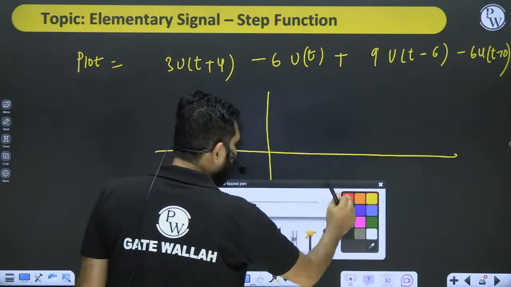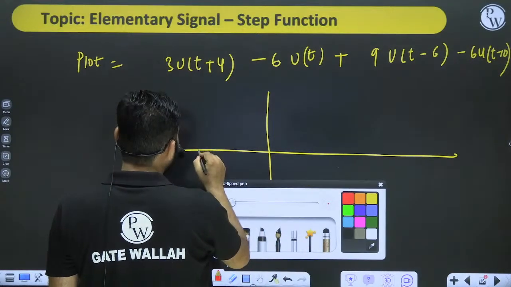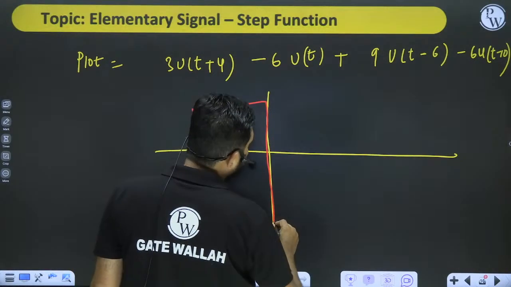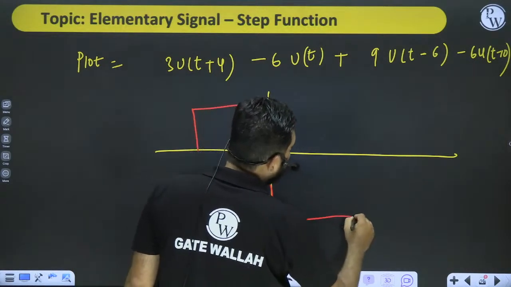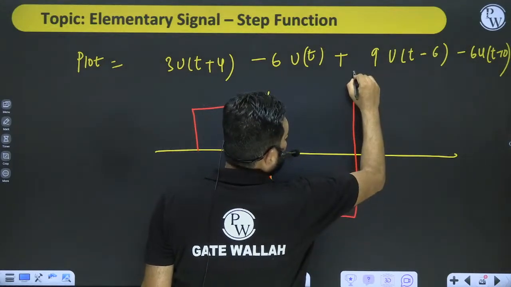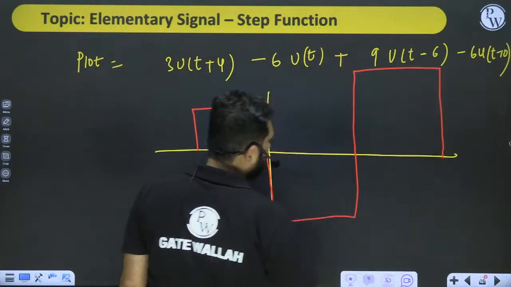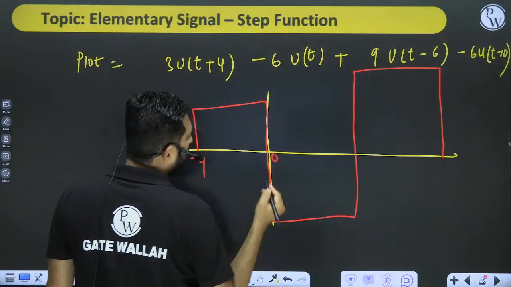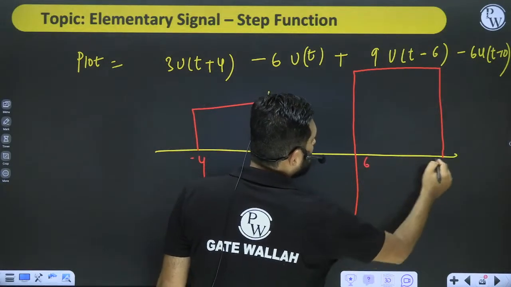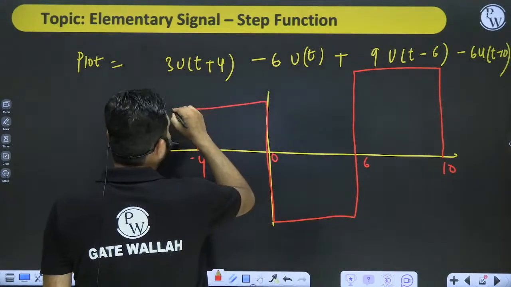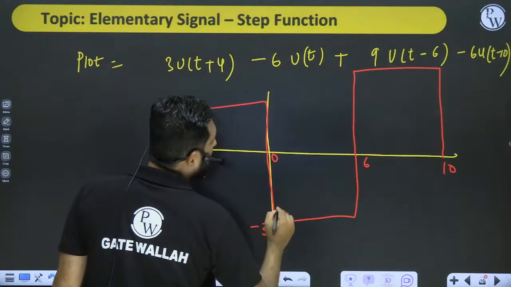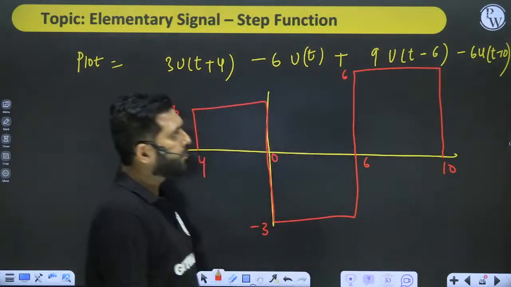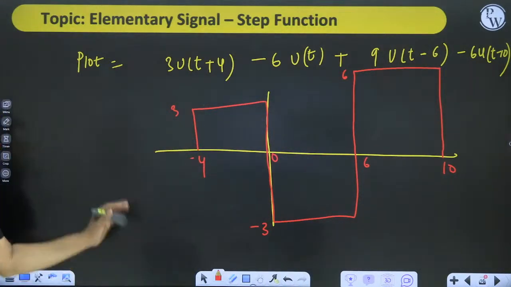See, this is 4, at 6, this one, and this function you will get. Check it. This is at minus 4. This is 0. This is 6. This is 10. This should be 3. This should be minus 3. And this should be 6, and this is 0. Check it. This is the homework for you. This should be the answer.